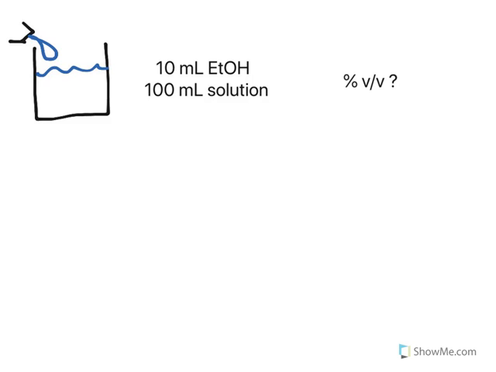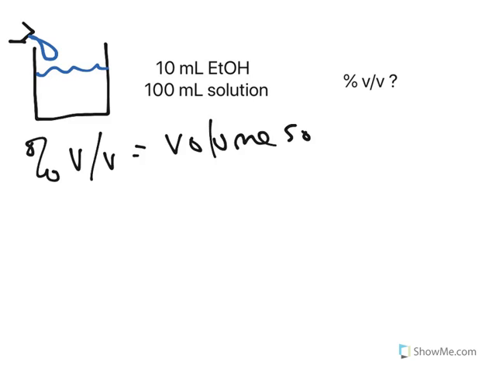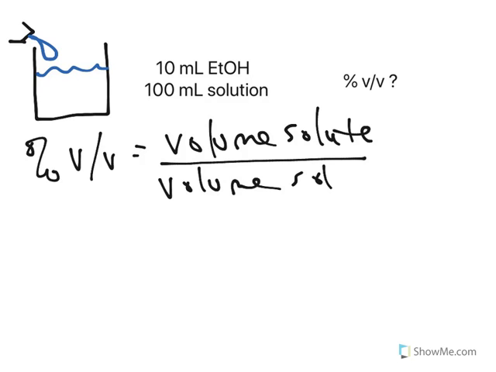What if we wanted to look at percent by volume? We've got a different situation here where we have 10 milliliters of ethanol in a solution of, let's say, ethanol and water, and the total volume of that solution we know is 100 milliliters. So we want to do the equation first. Percent by volume is equal to the volume of the solute, which is going to be the smaller one. In this case, the solute is going to be ethanol. The volume of the solute divided by the volume of the solution and times 100%.